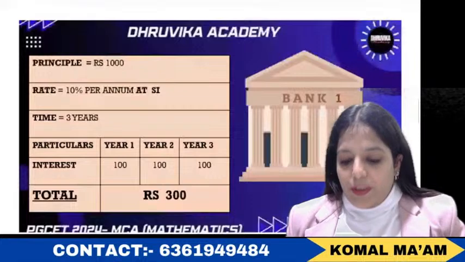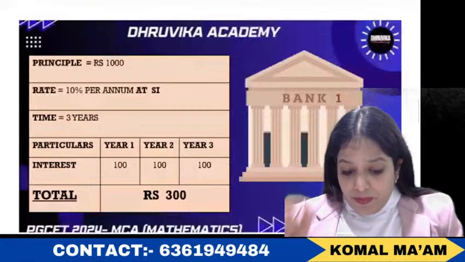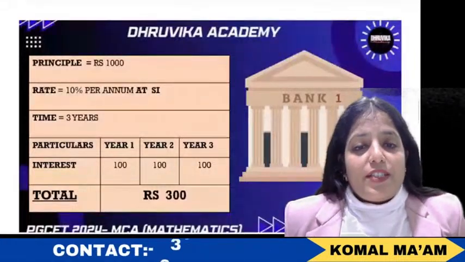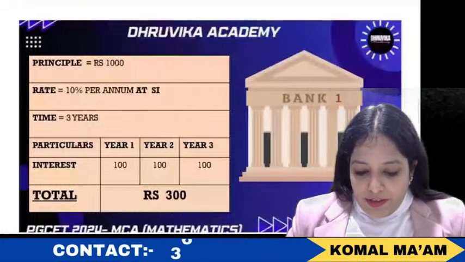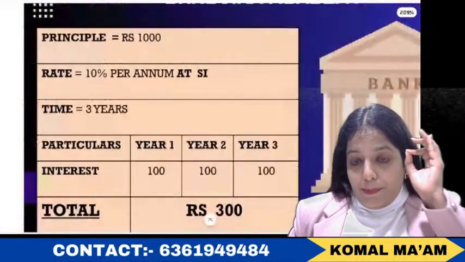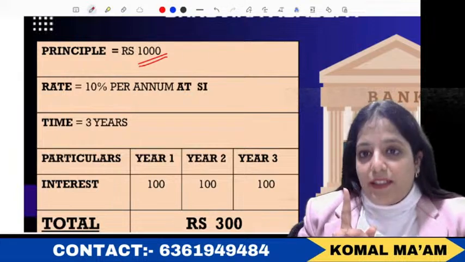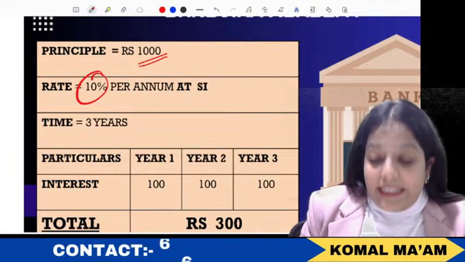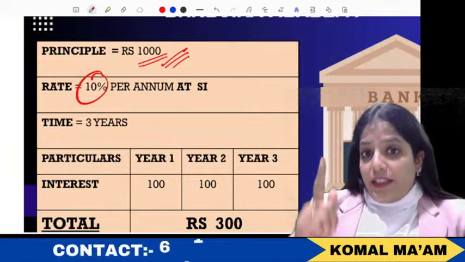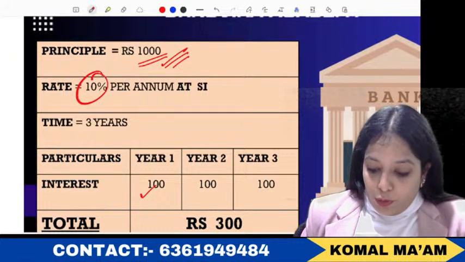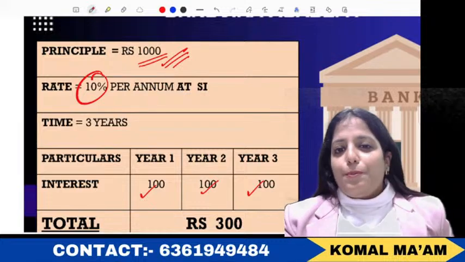Okay, so I have taken one example. Suppose you deposit 1000 rupees in bank number 1, where you get interest at the rate of 10% per annum, and you deposit this amount for 3 years. Now how is interest calculated? On the initial principal, that is 1000. You will get interest at the rate of 10% on the initial principal every year. So what is 10% of 1000? That is 100. So in year 1 you are getting 100, in year 2 also 100, and year 3 also 100. So all in all, you got 300 rupees as interest.